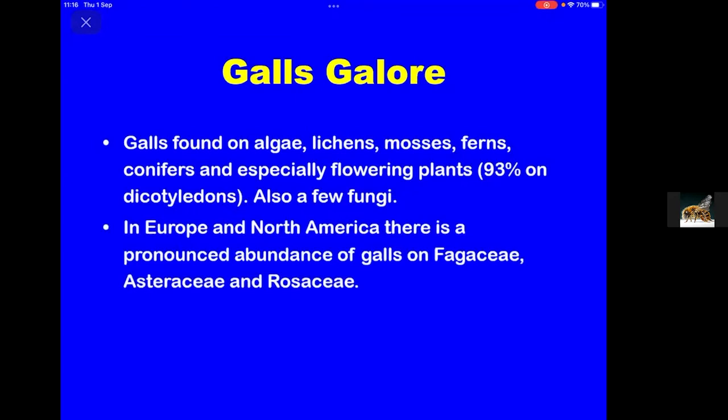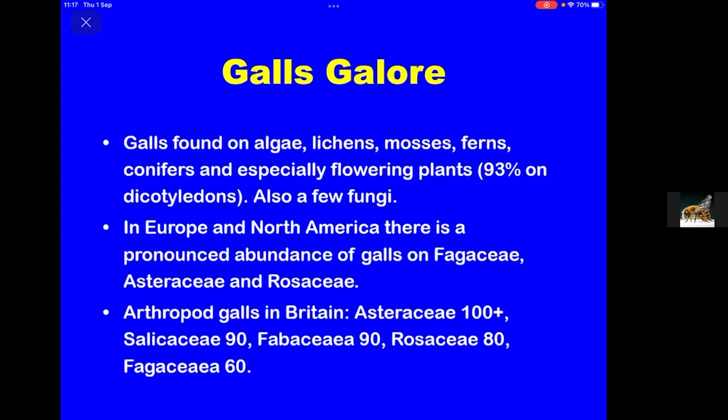And there is a disproportionate abundance, a variety, I should say, of species of gall causers on these three families in particular. So you can see on the Asteraceae in Britain, oh, you get a prize for spotting the spelling mistakes in here. I noticed them last night when I was running through this for the final time before giving the talk. But you can see there's more than 100 on the Asteraceae, more than 90 on willows, more than 90 again on the pea family, rose family, and the beech family.